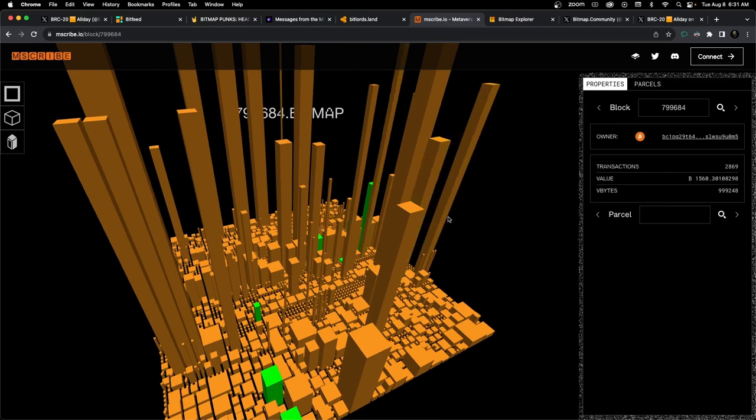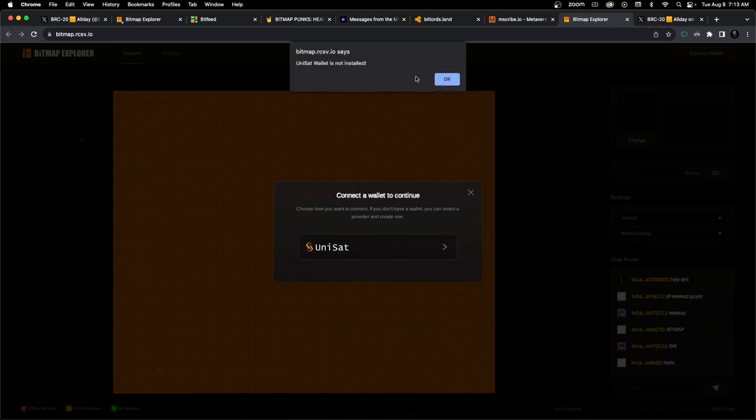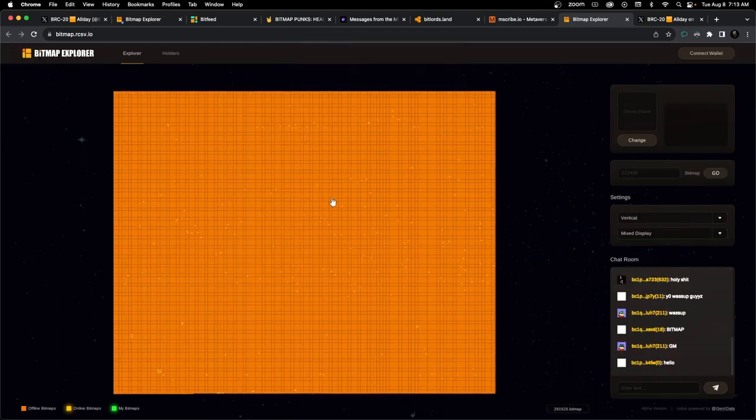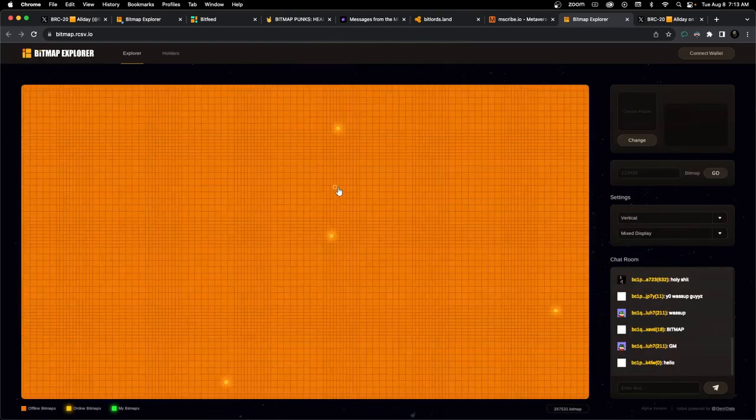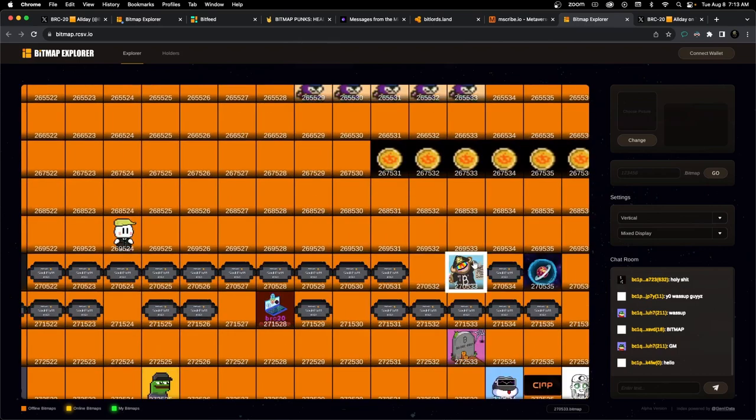It's pretty awesome overall. Bitmap Explorer is another interesting platform that caught my attention. On this platform, you can add your PFP or any image to your block once you connect your wallet. I'm not gonna connect my wallet right now, but if you were to come to this platform, you would connect your wallet via Uniswap or any other platform. But once you do, you're able to come and click your block and add your PFP photo or any image, almost like a profile picture for your block.